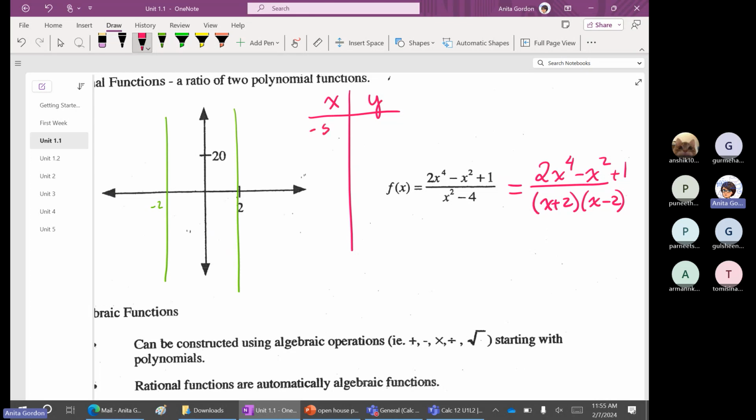Let's do -5, -3. So 2 points on this side of the asymptote. Let's do -1, 0, and +1. So this part in between the asymptotes. And on the other side of the 2, let's do a 3 and a 5 as well. Okay? Now, I don't want you to type this out over and over and over again. So I'm going to pause my recording and show you how to do this on a calculator.